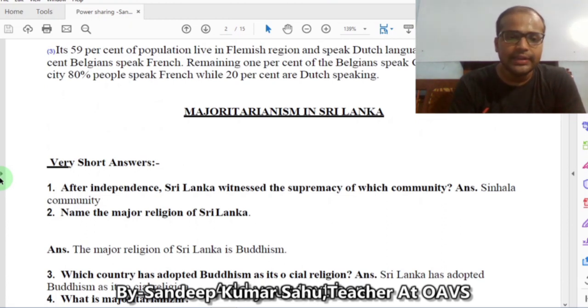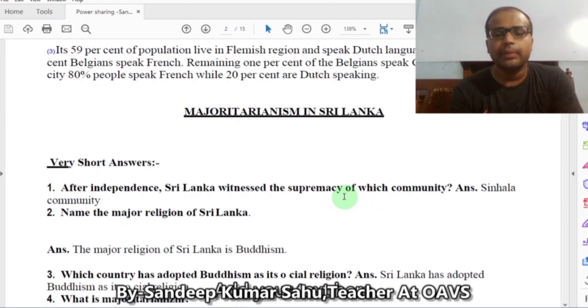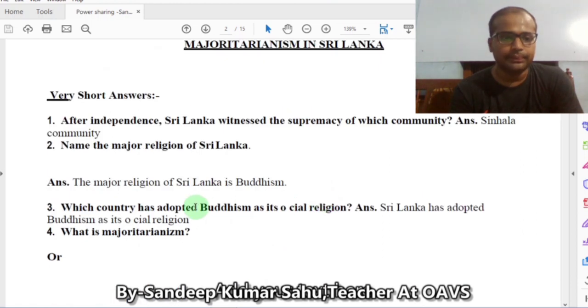So after independence, Sri Lanka witnessed supremacy of which community? So after independence, which community became the supreme power? That is the Sinhala community. Name the major religions of Sri Lanka. What were the major religions of Sri Lanka?